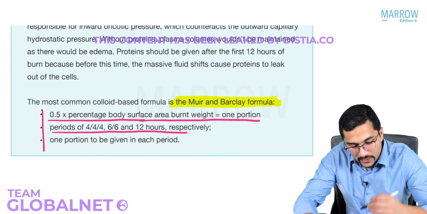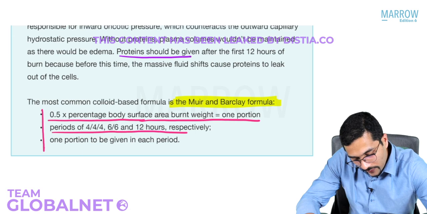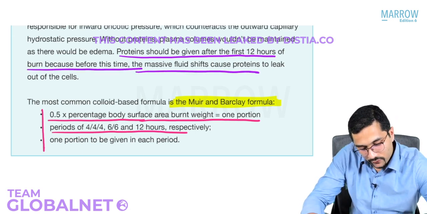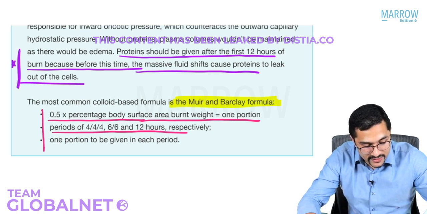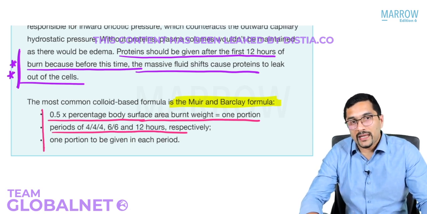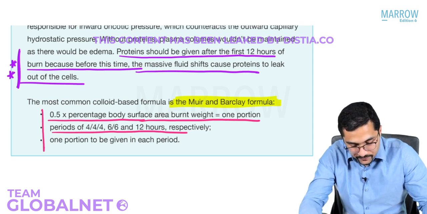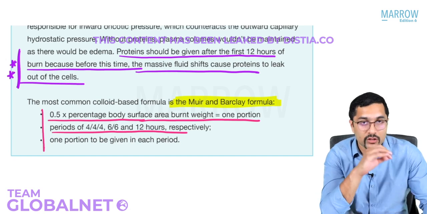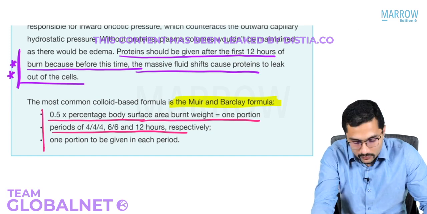But you remember I've told you that colloid should only be started after the first 12 hours because before this time, massive fluid shifts can occur. And that is why the vessels are leaky and we don't give colloids in the first 12 to 24 hours. The best answer will be first 12 hours we don't give colloids in patients. So these were the various burns resuscitation formulae which you should know about. They've been asked very frequently in exams, so you should be very clear about them.